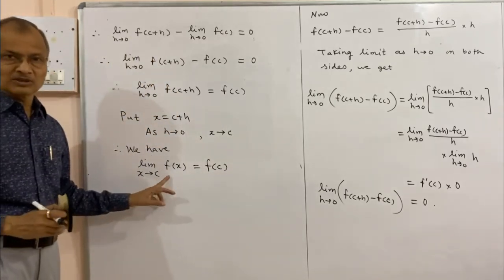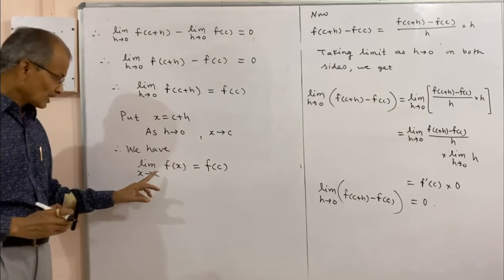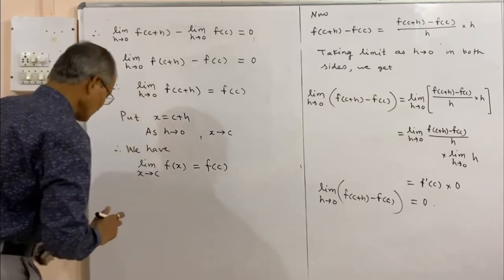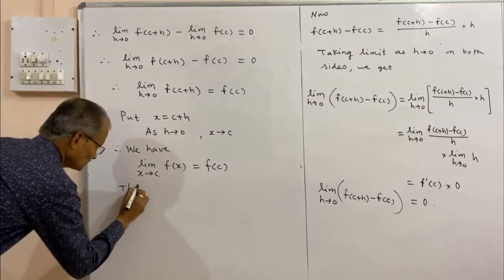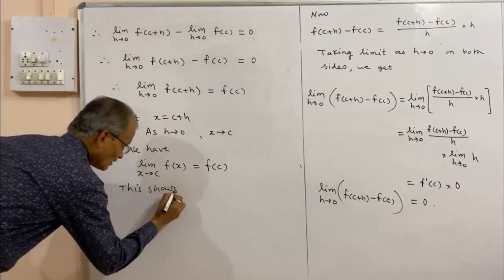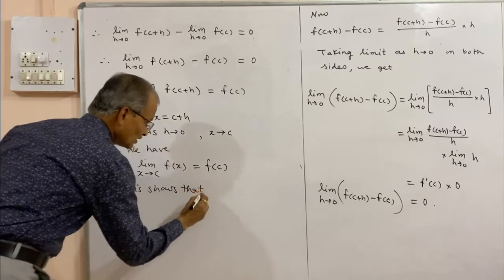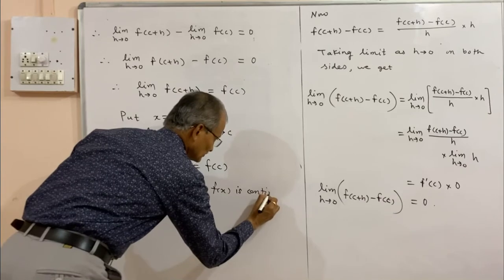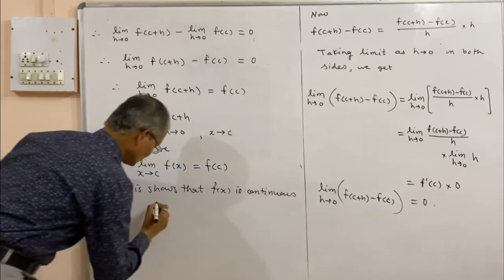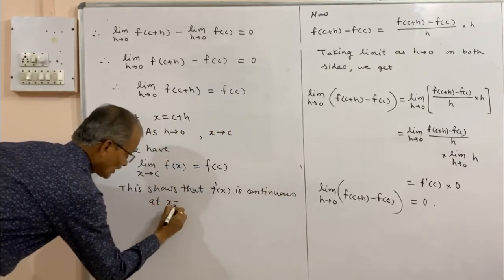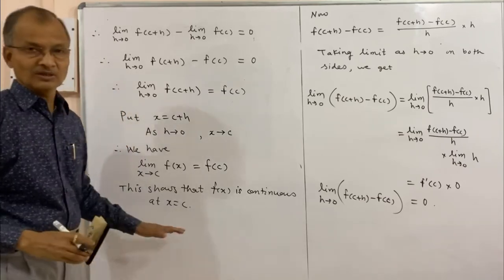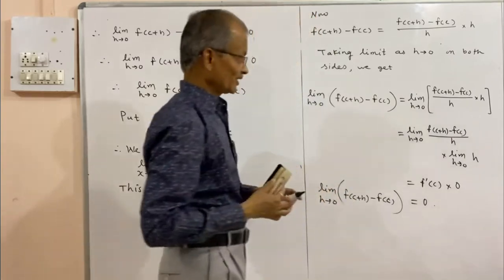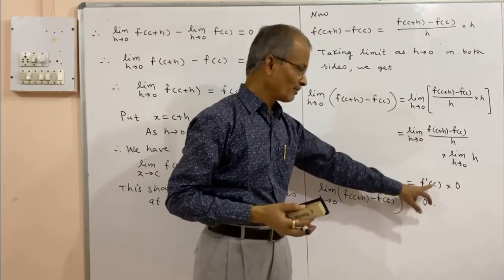We say a function is continuous at x is equal to c if limit x tends to c of f(x) is equal to f(c). So this shows that f(x) is continuous at x is equal to c. And thus a differentiable function is continuous. So we have assumed the function is differentiable, that means f dash of c exists.